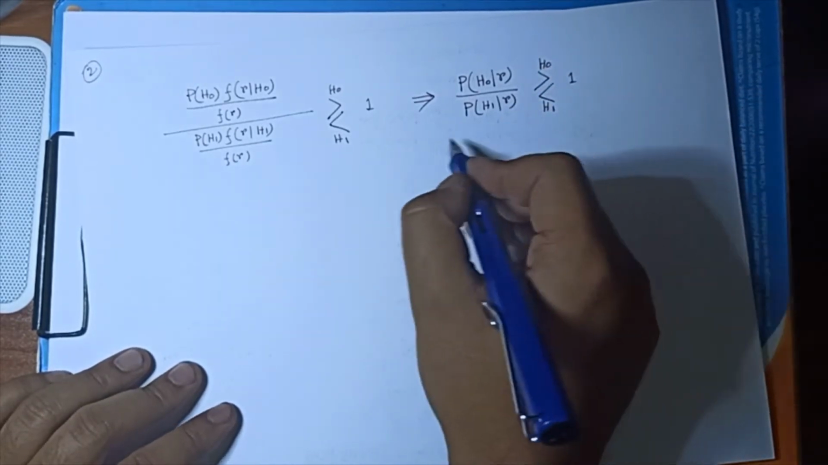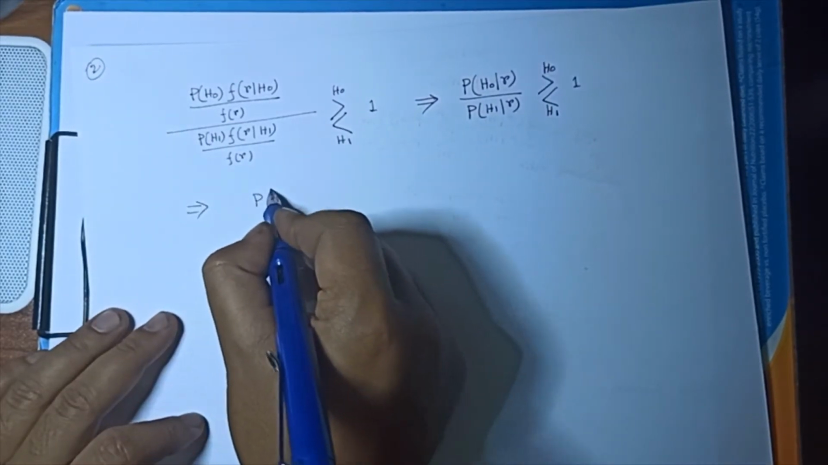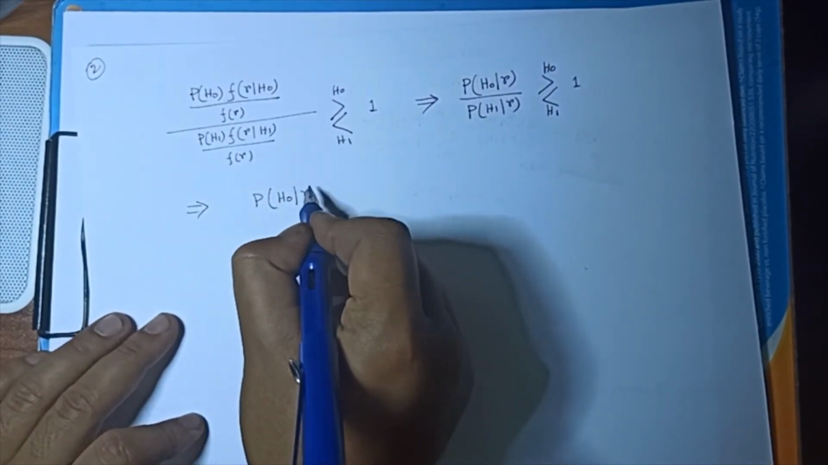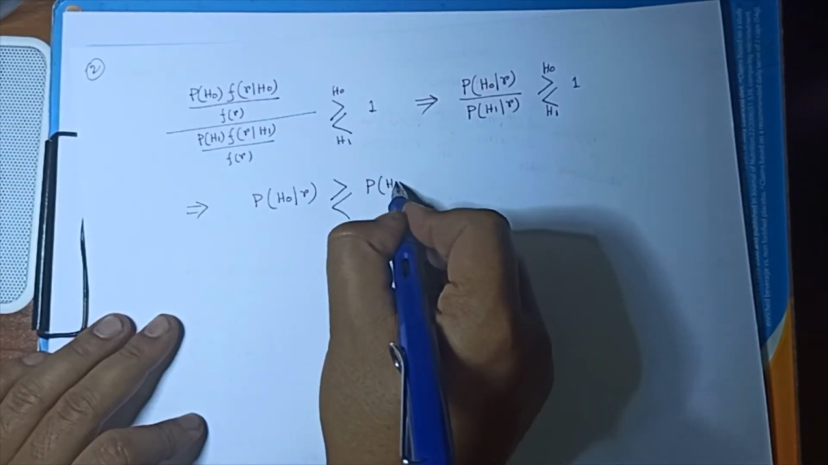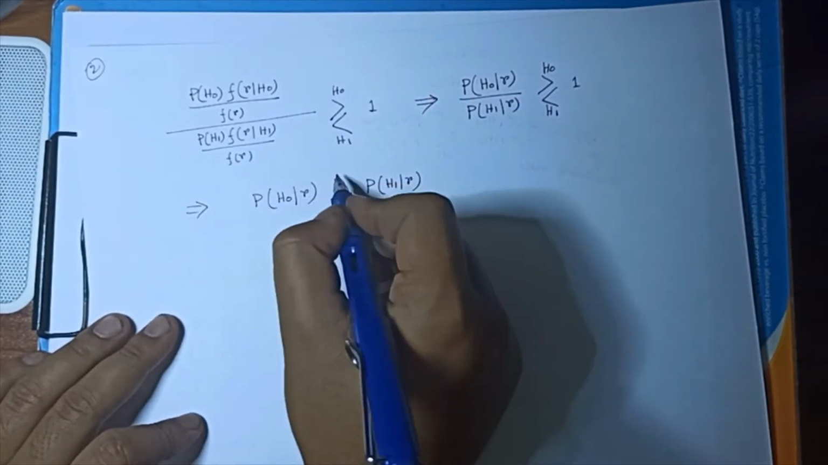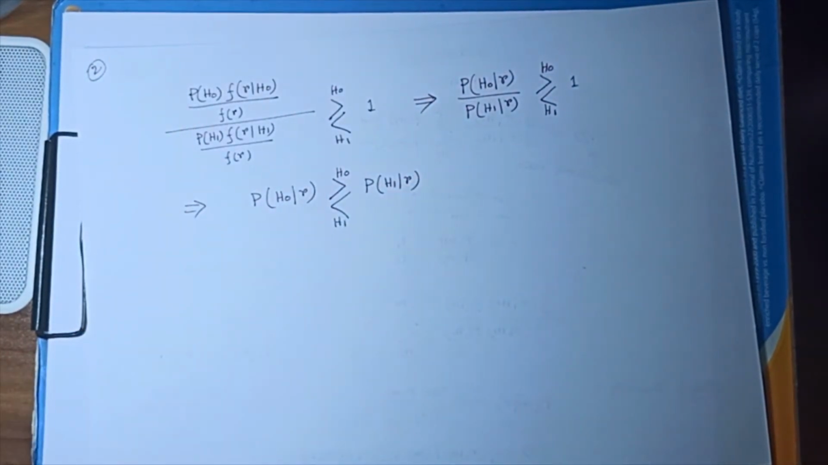So I can write in this way. I can just take that side, and I can write that probability of H0 given r is greater than or equal to probability of H1 given r, and if this is greater, I will choose H0. If that is greater, I will choose H1. So essentially what you are doing, you are computing the posterior probability of a particular hypothesis based on the evidence or observation, and whatever is maximum, you are choosing that hypothesis.